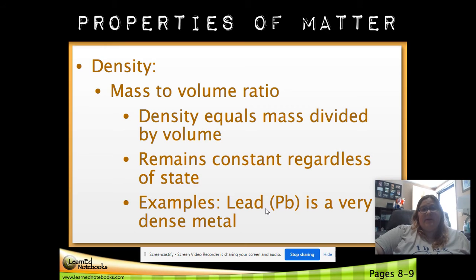Density is the mass to volume ratio. Mass is how much matter is in it, and by how much space it takes up, that tells you the density. How tightly packed are the molecules?